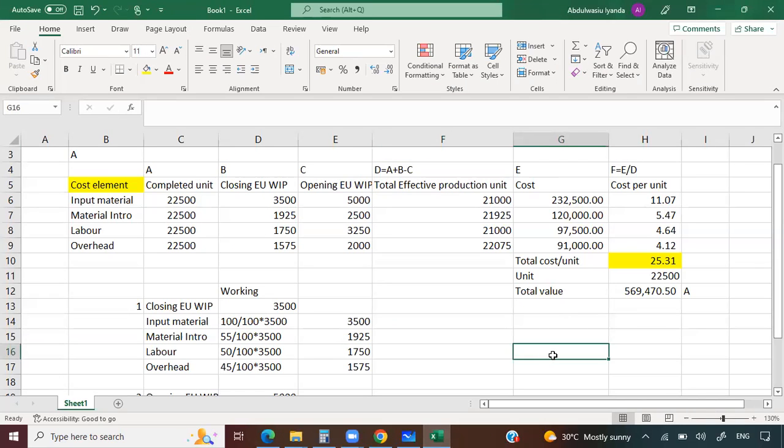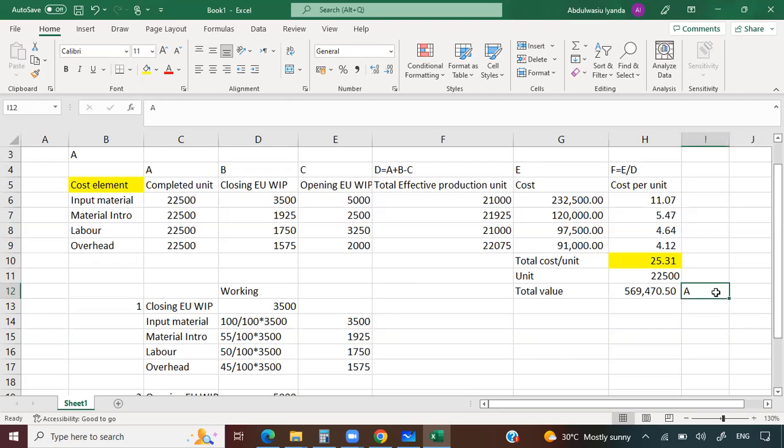I'm sorry for taking you back. The unit you got in 2005, 569,470. Please, can you throw more light on it, because I don't really know how you got it. Which one now? This 25? The 22,500 and this. Yes, 569,470.5. Okay, thanks. I understand.